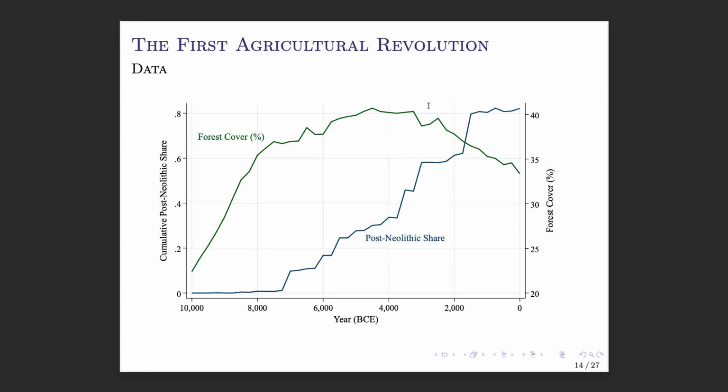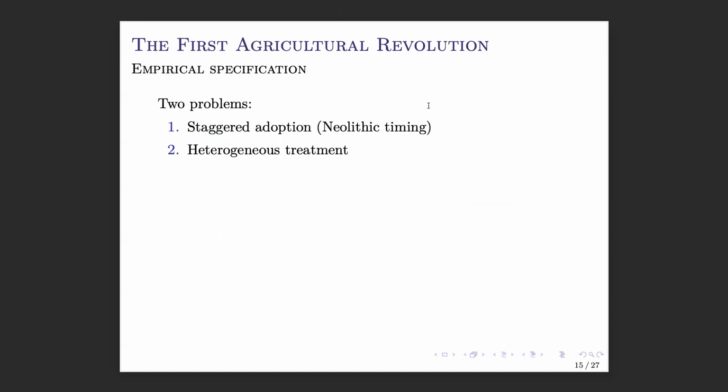And that's important, and allows me to identify, in a way I'll describe in a moment, the effect of the Neolithic on forest cover. You can see that, descriptively, there's coincident timing of these two things, but we'll talk about that more formally. So two problems: there's staggered adoption, and that's a problem if you're thinking about this in a diff-in-diff type setting. And there's also probably heterogeneous treatment.